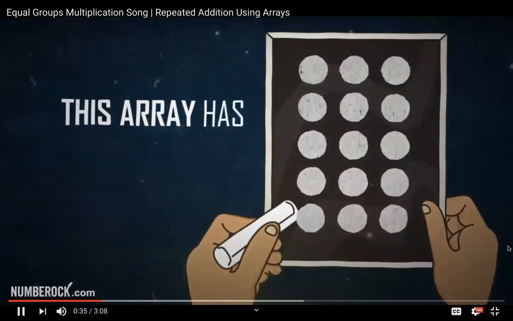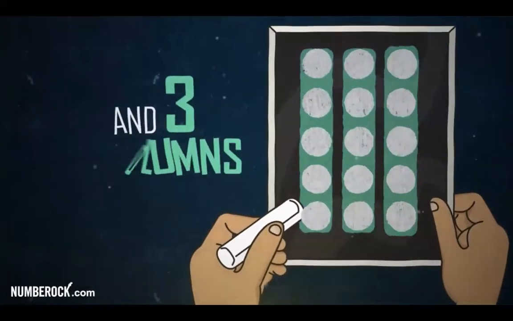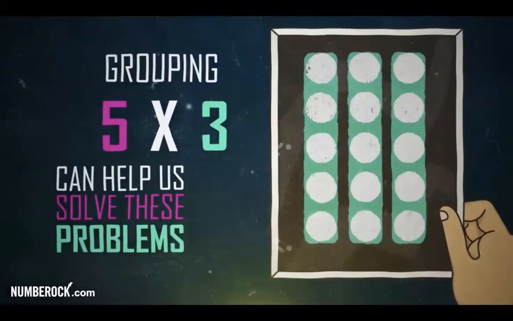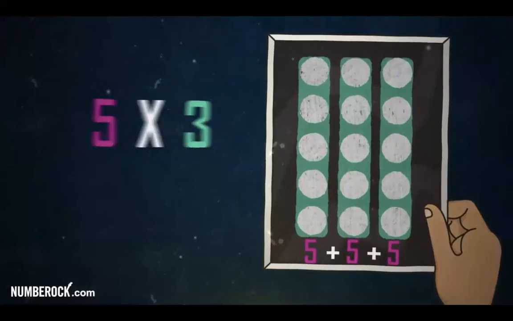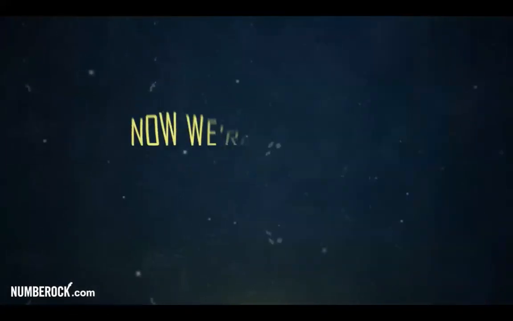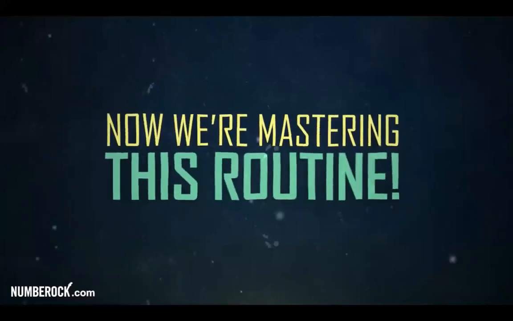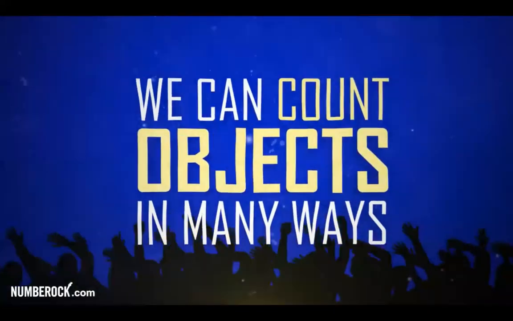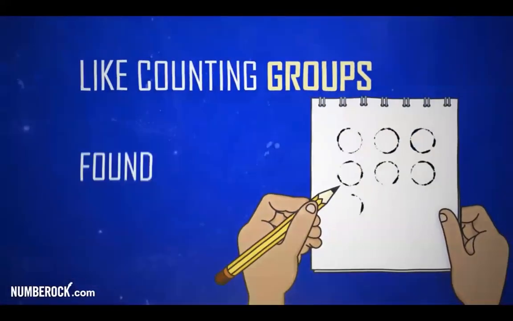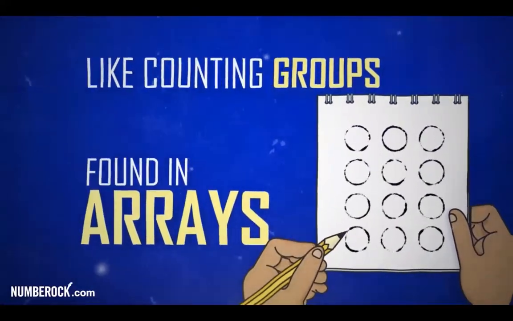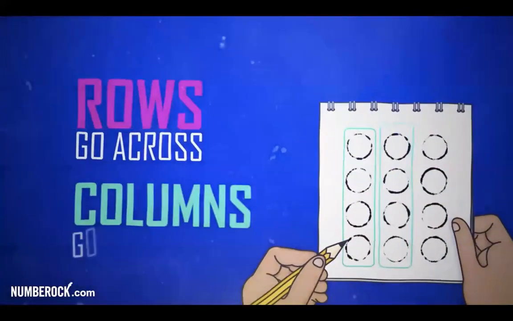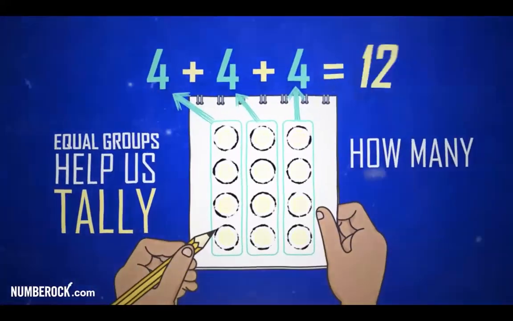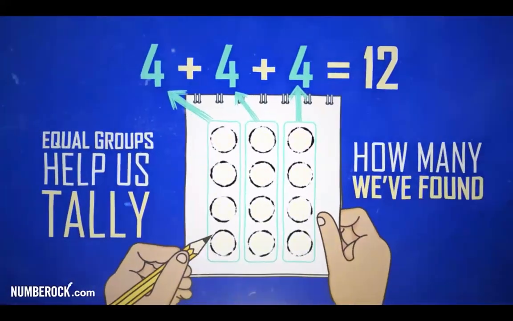This array has 5 rows and 3 columns. Grouping can help us solve these problems. 5 plus 5 plus 5 equals 15. Now we're mastering this routine. We can count objects in many ways. Counting groups found in arrays. Rows go across, columns go up and down. Equal groups help us tally how many we found.